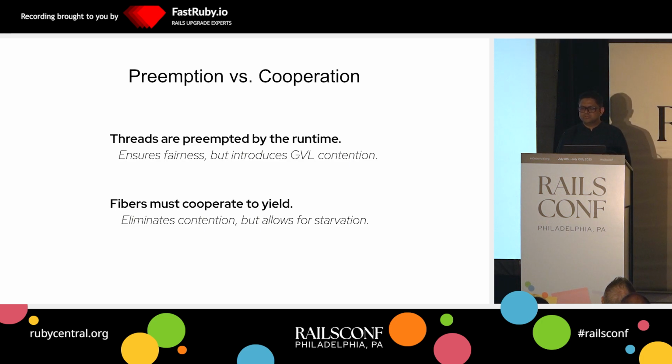However, this introduces a critical trade-off. Threads are preempted by the runtime. Fibers, on the other hand, are cooperative. They must explicitly yield. A fiber will continue running until it completes, yields, or performs a blocking I/O operation. The consequence is that a single long-running CPU-bound fiber will block the event loop and starve all other fibers. This makes Falcon a highly specialized tool. It is exceptionally efficient for I/O-bound workloads, but it is not designed for CPU-bound workloads.